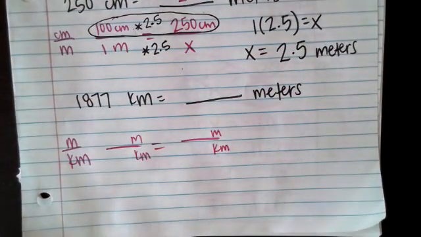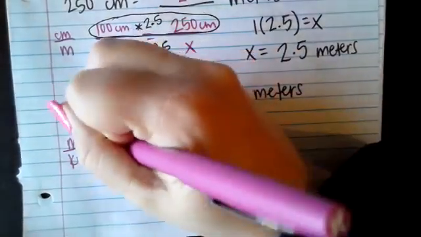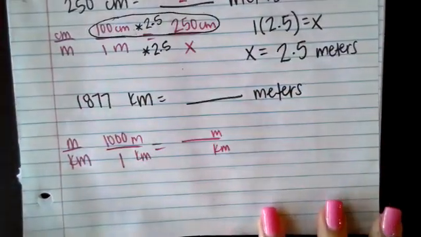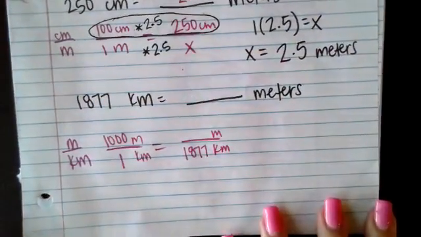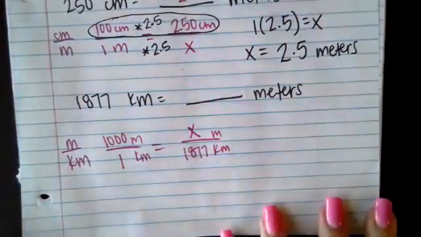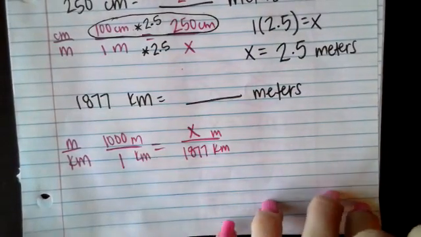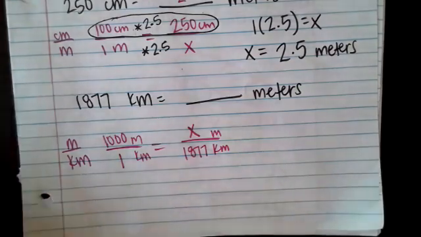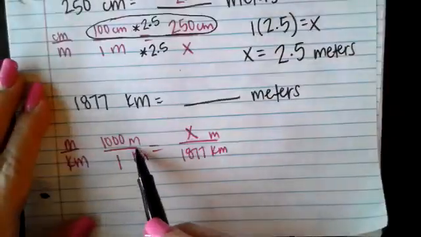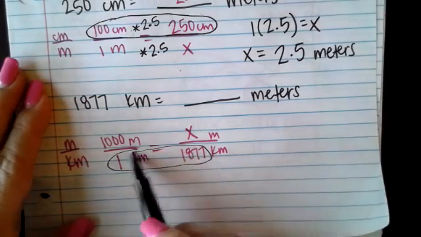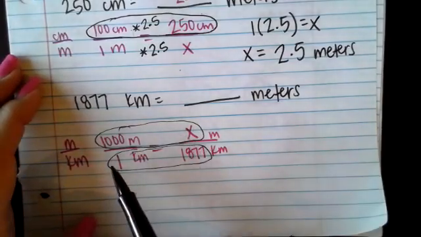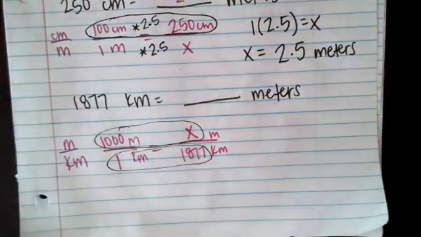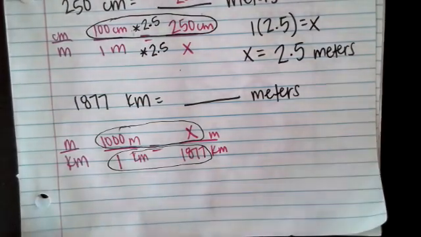So on the reference sheet, it tells you that 1 kilometer is 1,000 meters. So 1 kilometer is 1,000 meters. And we are given 1,877 kilometers, and we are trying to figure out how many meters is that. So again, when I'm using the crossroads or cross multiplication method, I am trying to figure out how I am getting from numerator to numerator, denominator to denominator, or if I did cross multiplication, X times 1 is equal to 1,000 times 1,877. Either way, I should get the same answer.